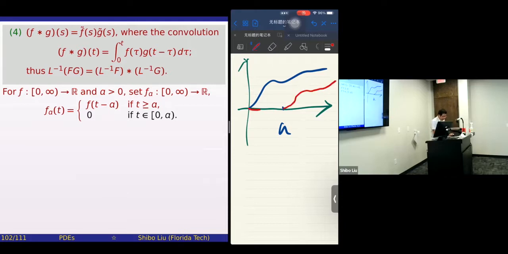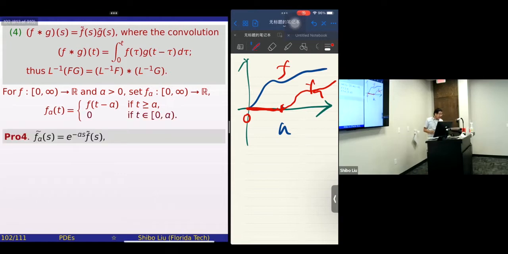Then 0 here. Between 0 and a, it is 0. Then after that, the graph of f_a is simply the graph of f translated to a. Geometrically, f_a is such a function. Okay. Then using this f_a, we have this very useful property.